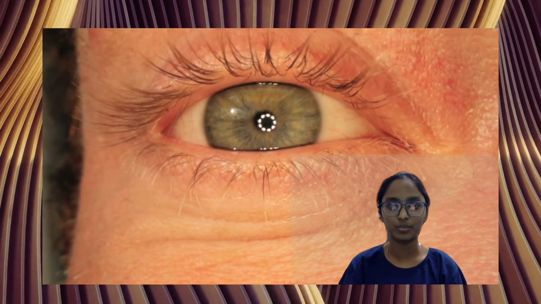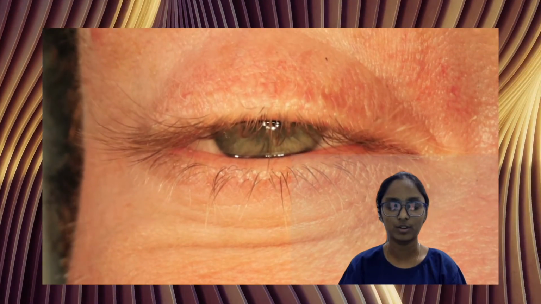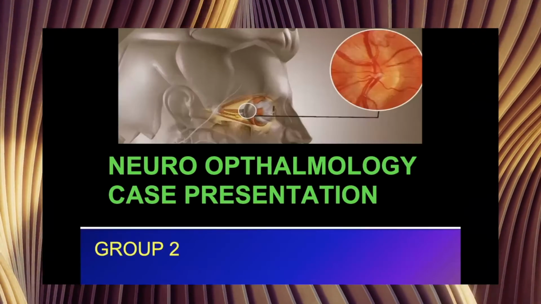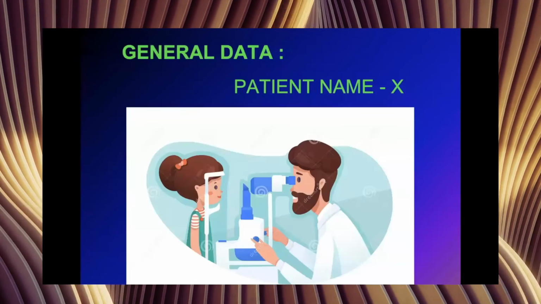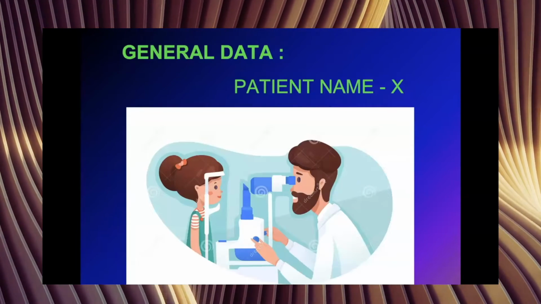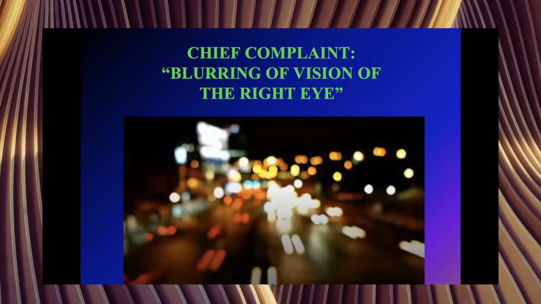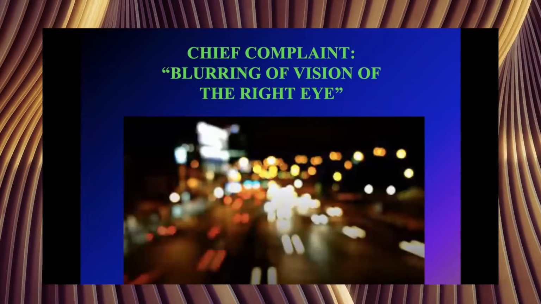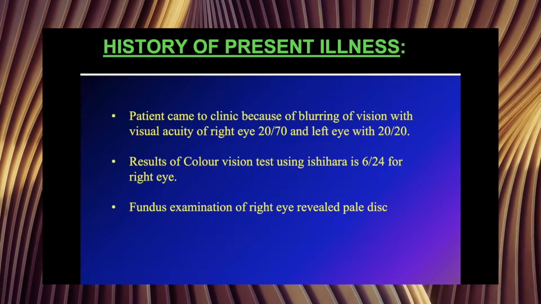Now we are going to present the case of our neuro-ophthalmology. General data, patient name is X. Chief complaint was found to be blurring of vision of the right eye.